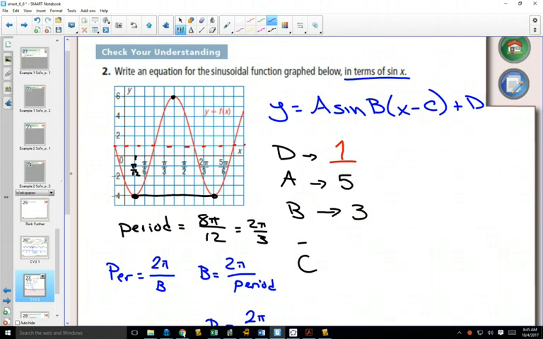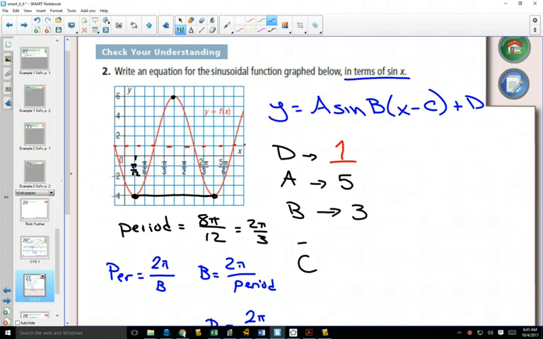The B value is how much of a compression or a stretch there is. And the period is how long it takes to repeat. So a normal sine graph starts with a period of 2 pi and a B value of 1. And then as you stretch or compress it, then your period changes. Yes. The C is the horizontal shift.